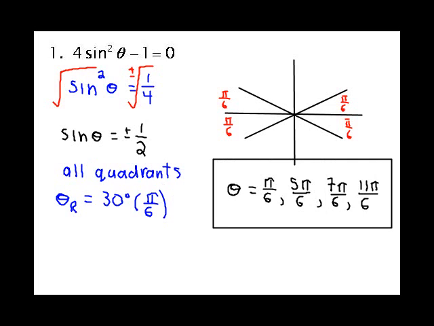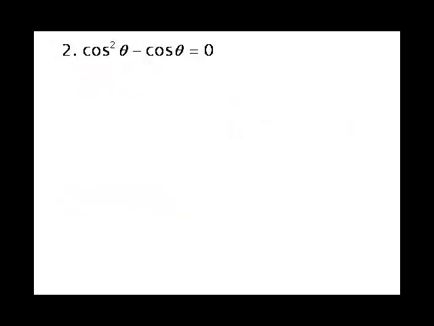Now that's kind of a mid-level question. Let's take a look at another one that will require more from us. So cos squared theta minus cos theta is equal to 0. We have another quadratic equation. And in order to solve this one, you need to take out a common factor, the largest common factor that you can, and that's going to be cosine theta.